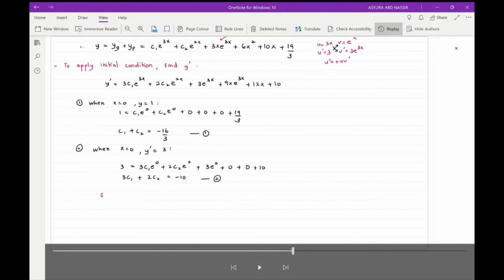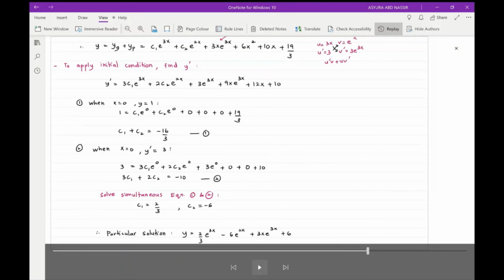So this is your second equation, meaning here you have to solve the simultaneous equations. After you have solved the simultaneous equations, then you will get the value of c1 is 2 over 3 and the value of c2 is negative 6. So now you will get your final answer, that is the particular solution. The solution for y is 2 over 3 e^(3x) minus 6e^(2x) plus 3xe^(3x) plus 6x squared plus 10x plus 19 over 3.